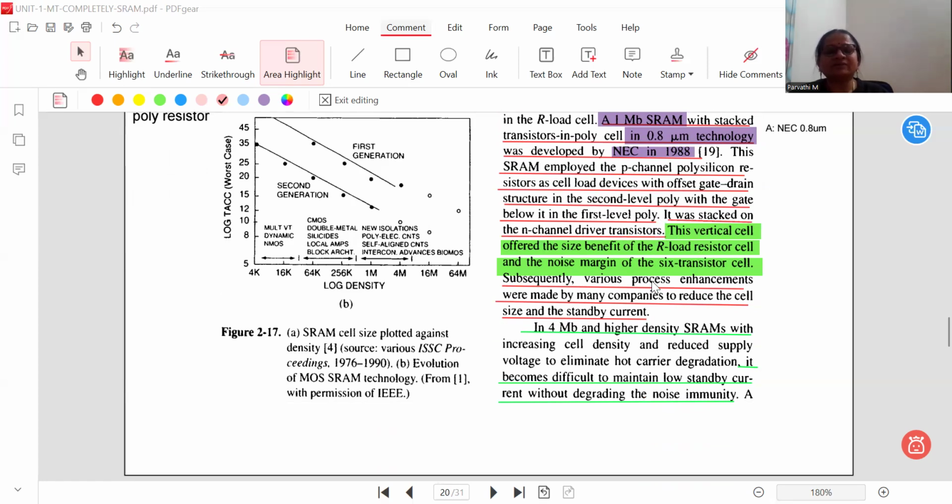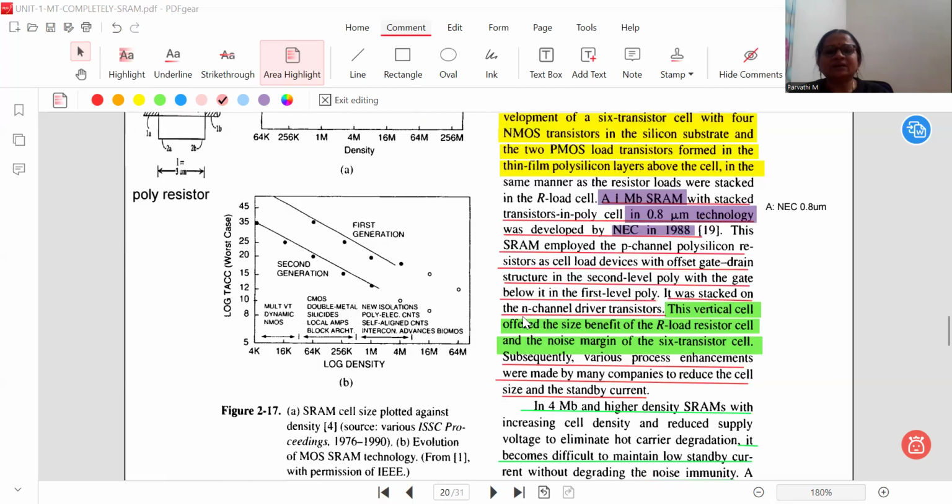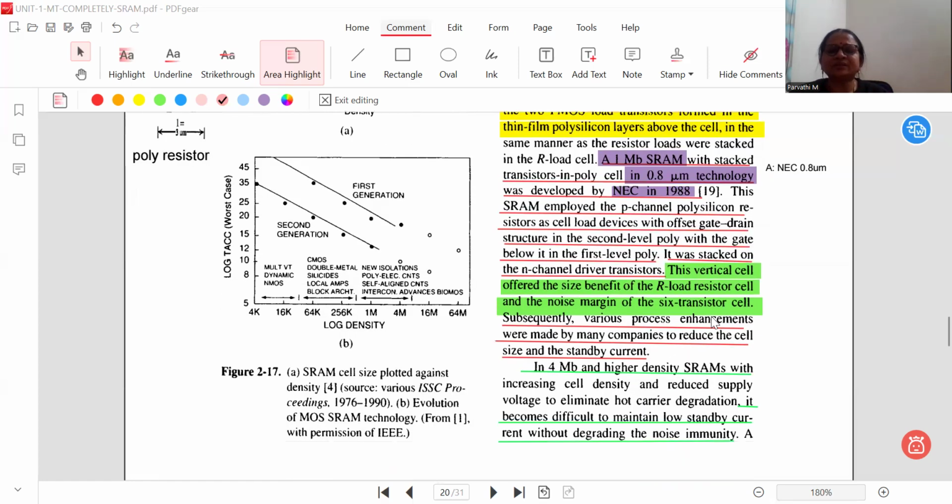So these are driver transistors, N-channel driver transistors, above which the PMOS will be seen. These N-channel driver transistors are used as stacked channel driver transistors. Stacked in the sense one above the other. So this vertical cell offers a size benefit. When the NMOS transistors are stacked together, the size of the complete SRAM is reduced. That is another advantage.